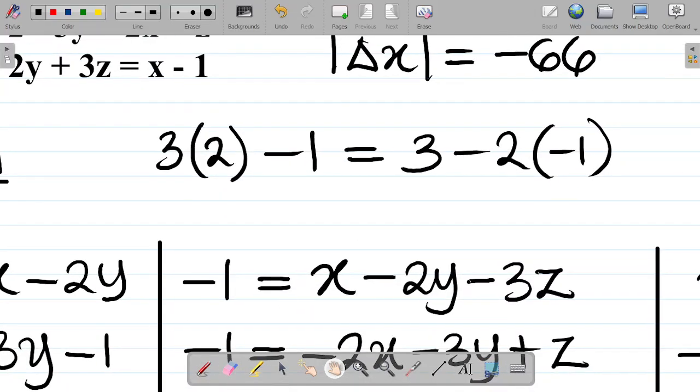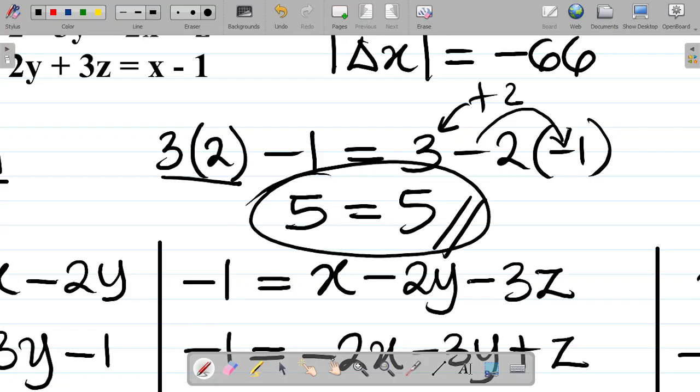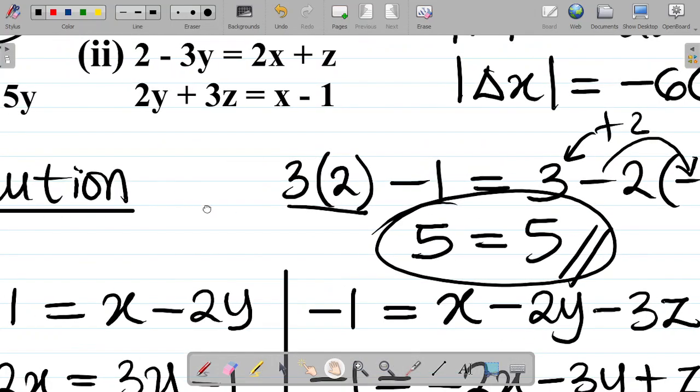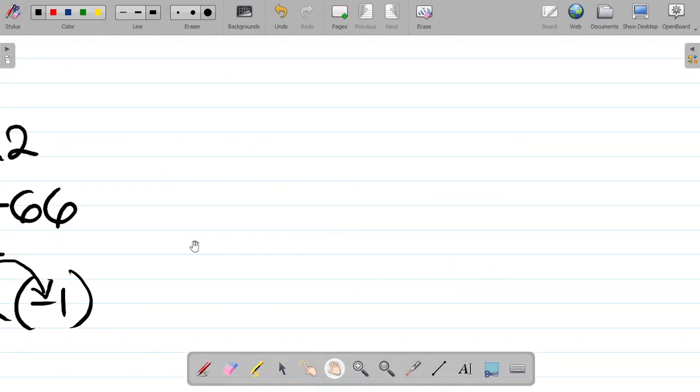If I look at this, 3 times 2 is 6, that becomes 6 minus 1, and 6 minus 1 is 5. This is equal to 3, and minus 2 times minus 1 gives you plus 2, plus 2 plus 3 gives you 5. So you can see that the left hand side and right hand side are equal. That means your answers are correct. That's how you verify. You can also try it with the other two equations and you'll have the same thing. That's how we solve this question.